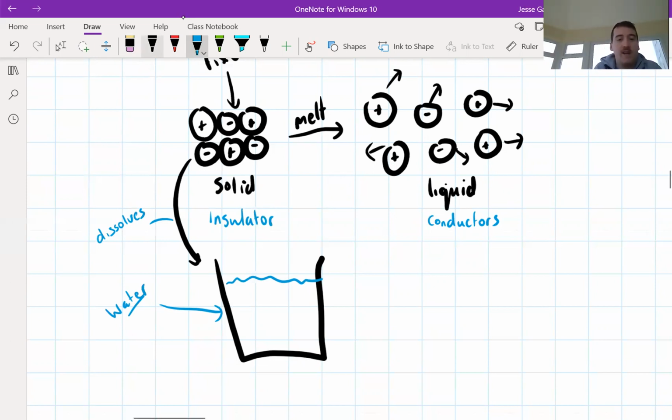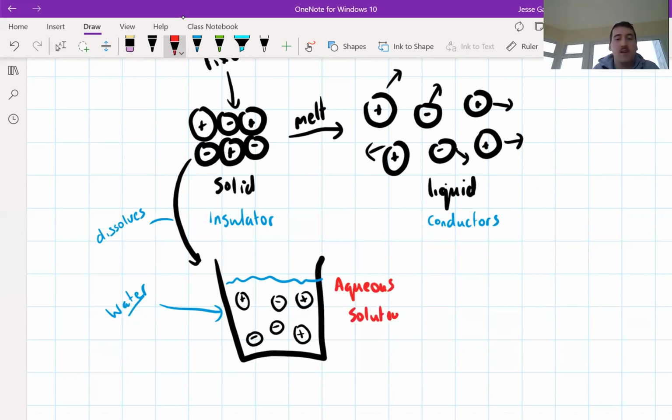So essentially, again, you've created the same thing here. You've created free ions that are free to move around in the solution. This here is what we would call an aqueous solution. Aqueous solution of your ionic substance. Aqueous solution of sodium chloride, potassium chloride, something like that. This is also a conductor.